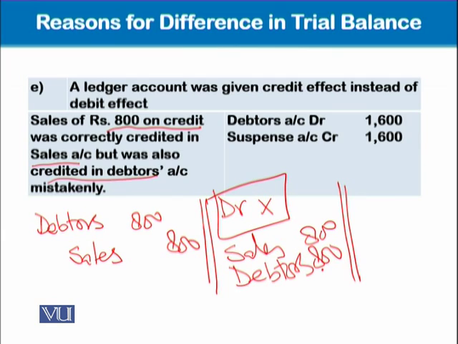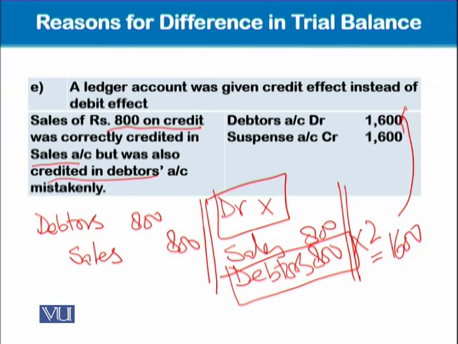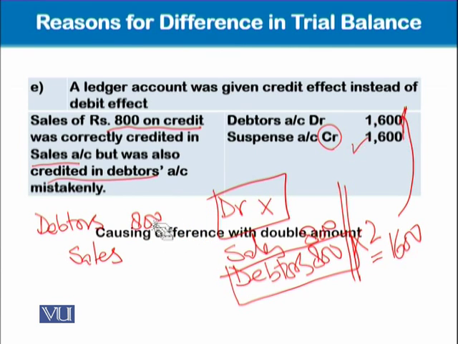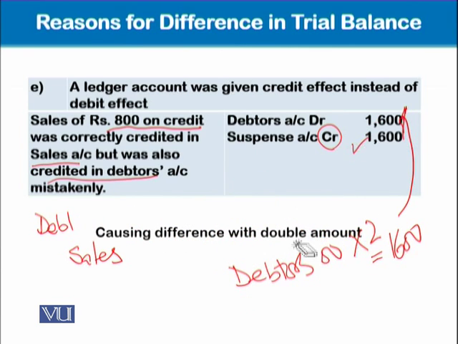Okay, so how to rectify? Now this debtor is wrongly credited, so this will be debited with double amount, 1600. There is nothing to credit because sales were correctly credited. So now we will give credit to the suspense account with this equal amount. This is again causing a difference with double amount.